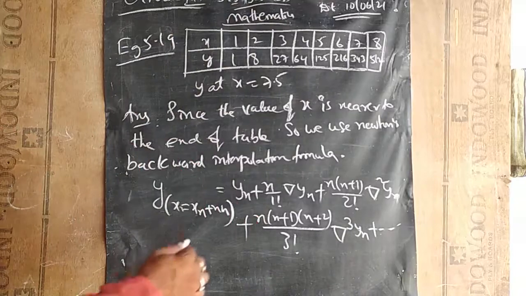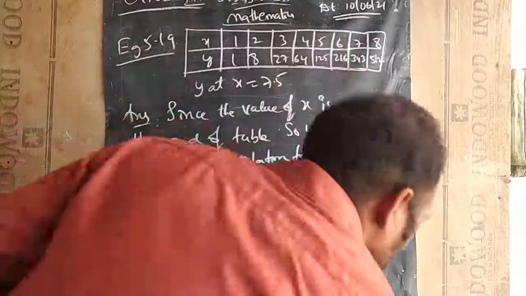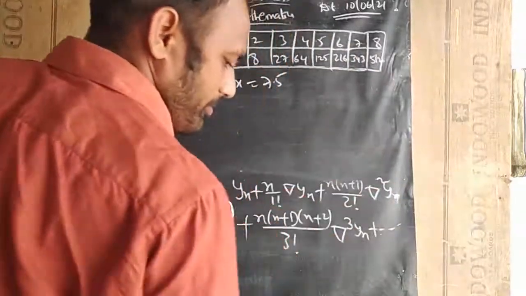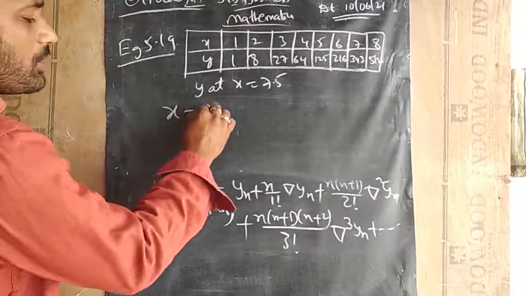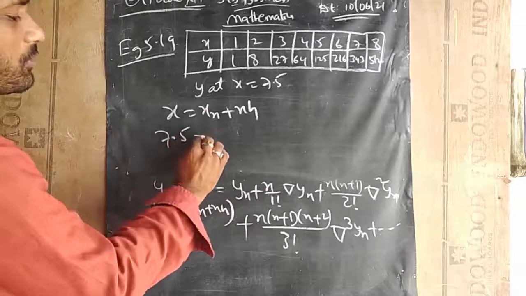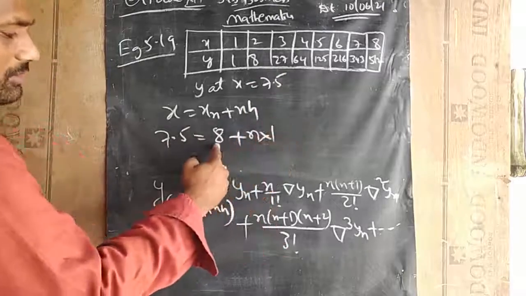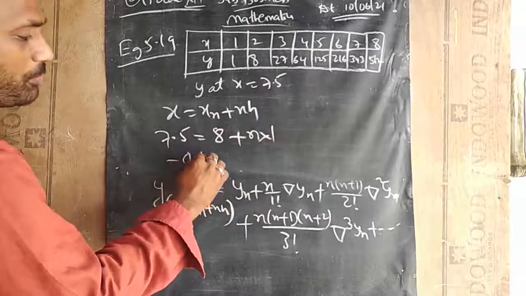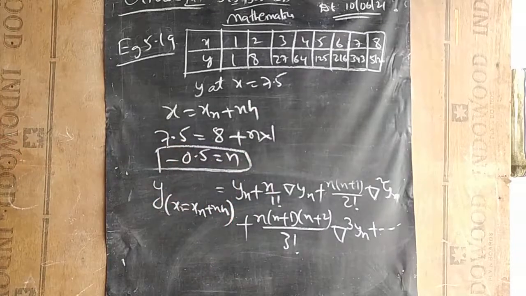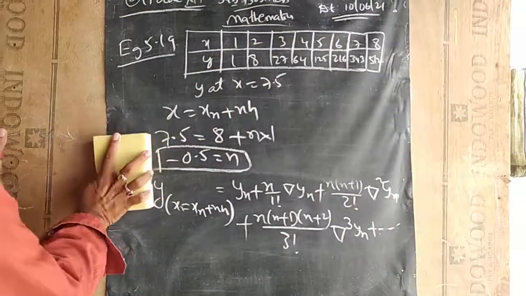Let us apply this. In order to get this, first we need the n value to find out. So let us find out that n value first. So x is equals to xn plus nh. X is 7.5 is equals to xn is the last value, that is 8 plus n into the gap is 1. So 7.5 means minus 0.5 is n value. So your n value is minus 0.5. So let us substitute in the formula.